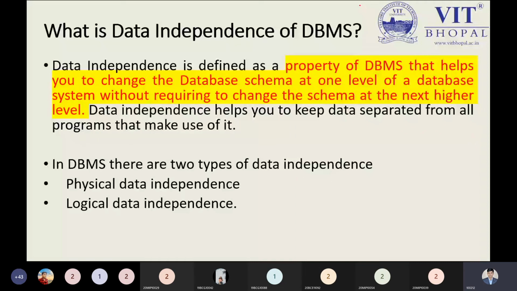So let me explain this concept with the help of an example. But first, let me speak what is written once again. Data independence is defined as a property of the database management system that helps you to change the database schema at one level of the database system without requiring to change the schema at the next higher level. It means if you are changing something at the physical level, then the logical level, which we have already defined, will not be affected. That is my point. Let me explain this concept with the help of an example. Now, are you able to see this diagram?